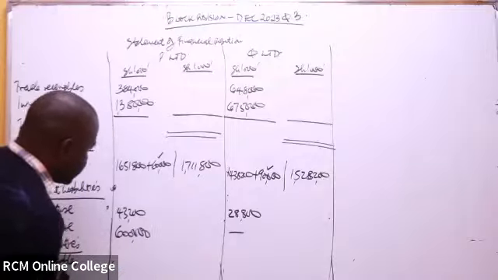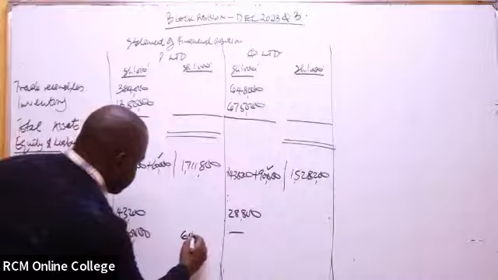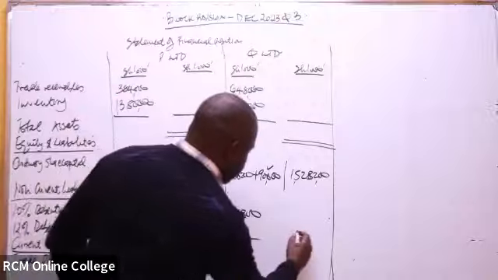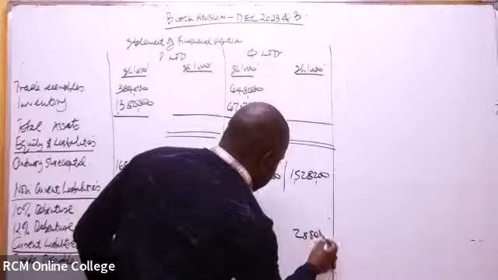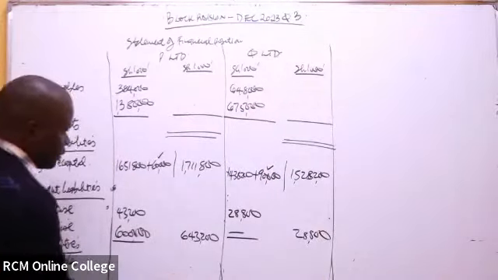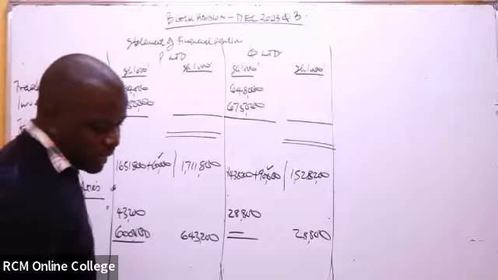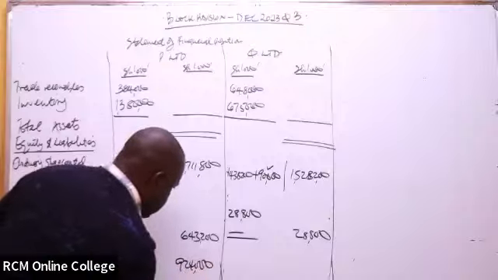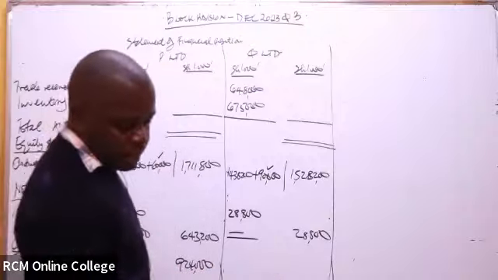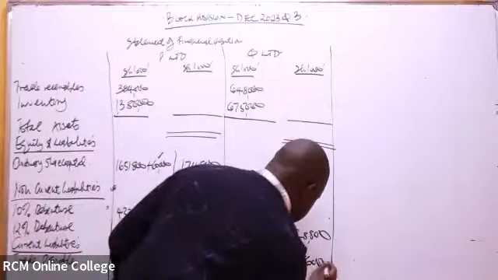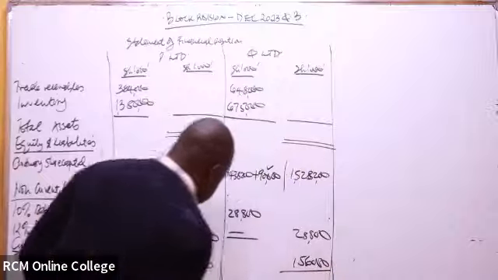So this one you're supposed to add, it will be 643,200. This one is the only one. It is 28,800. So then the trade payables, you just place the figure here in the final column, which is 924,000. Then for this other one, it is 156,000. Then you can get the totals.